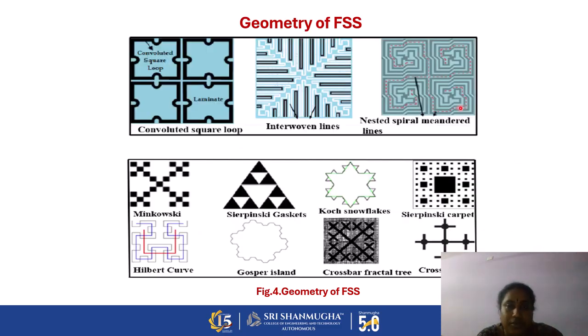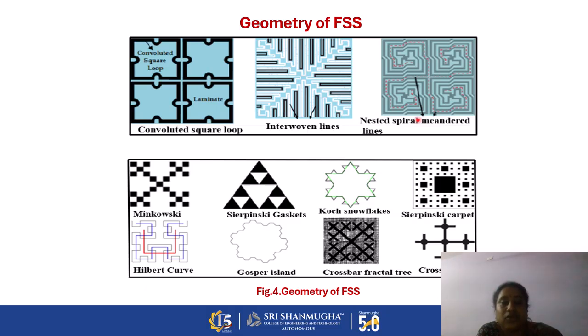And next one, geometry of the FSS. So these are all the few geometries, that is, it is nothing but the convoluted square loop. So these are all some few fractal elements FSS. This is slightly difficult to design, but the result of the FSS structure, that is the convoluted element, is very good.